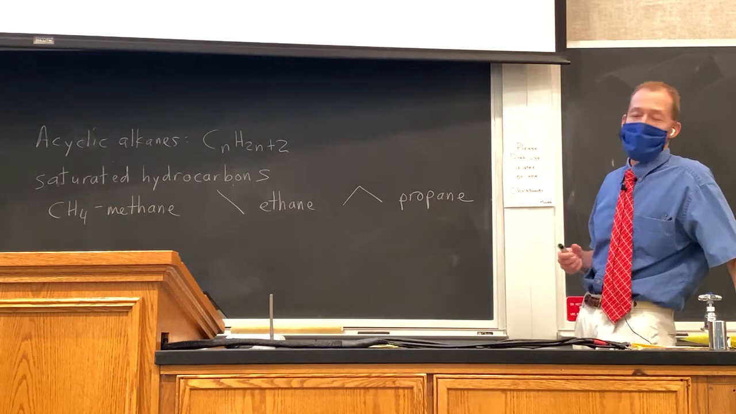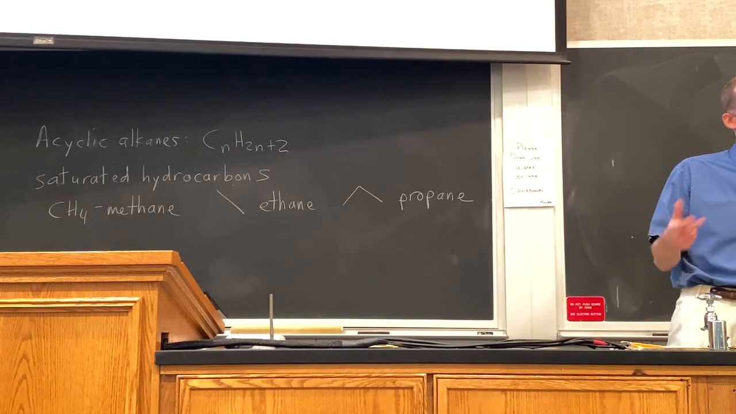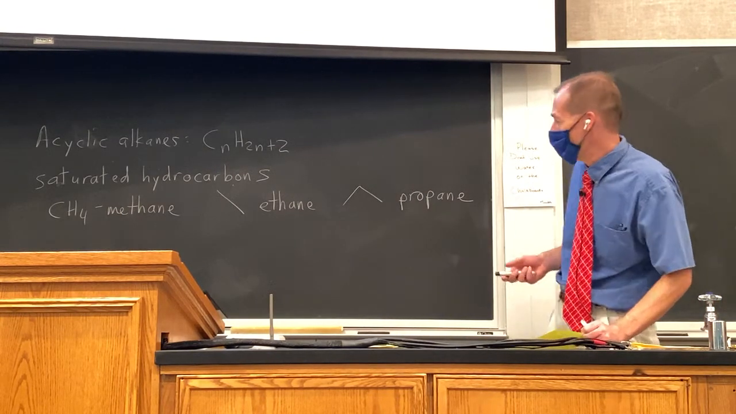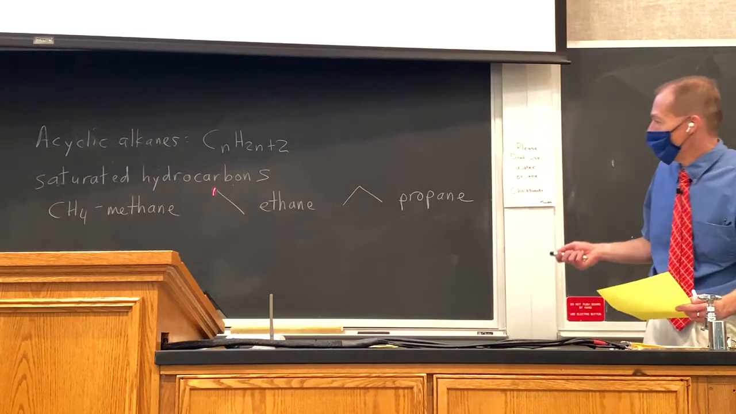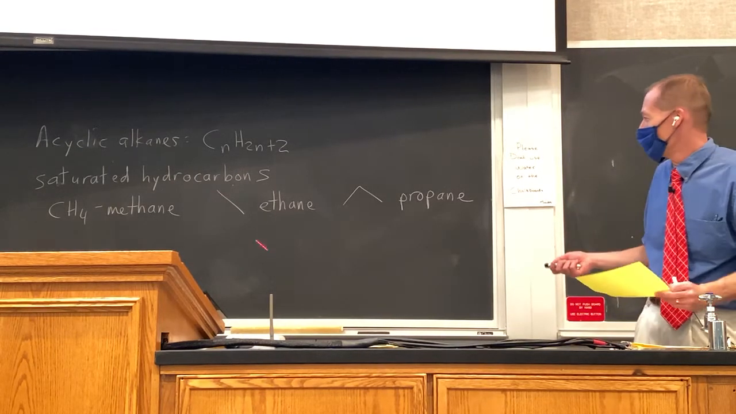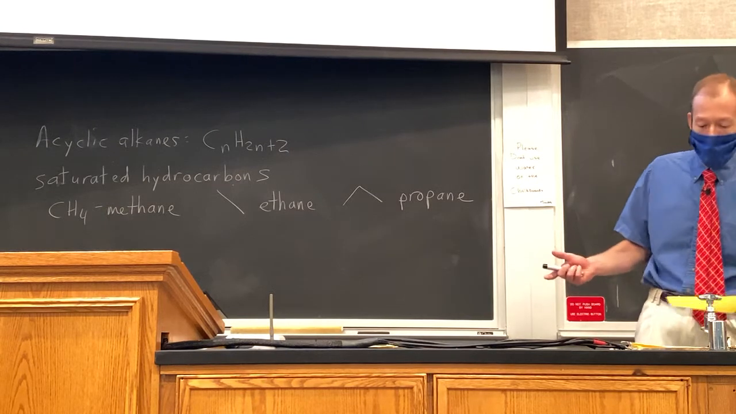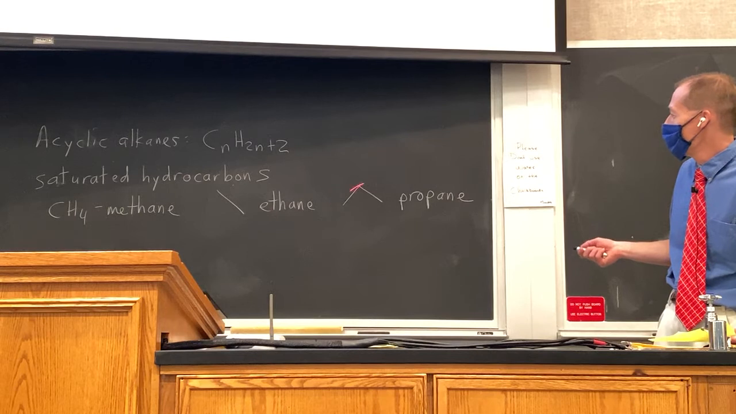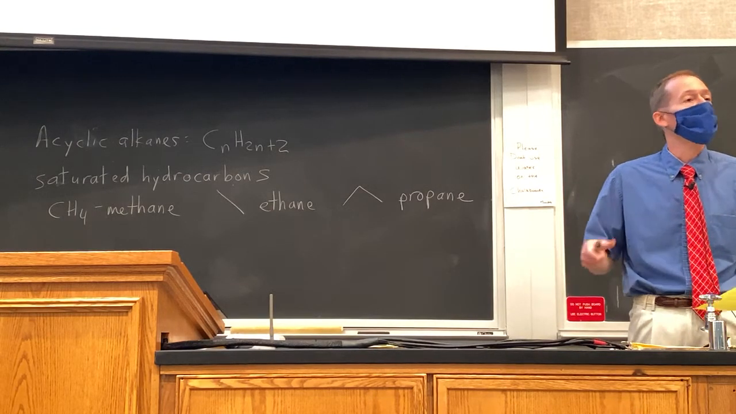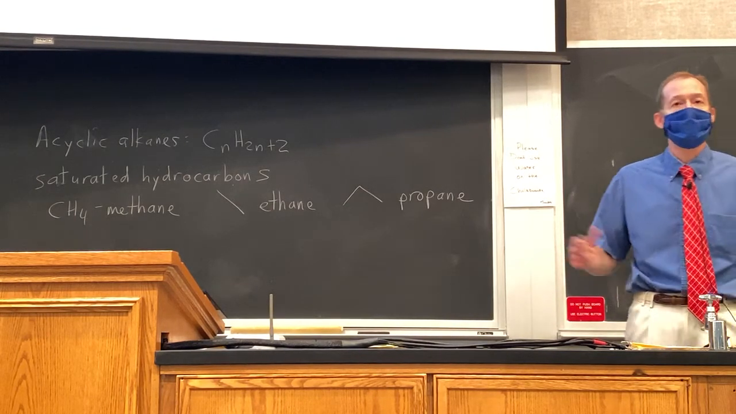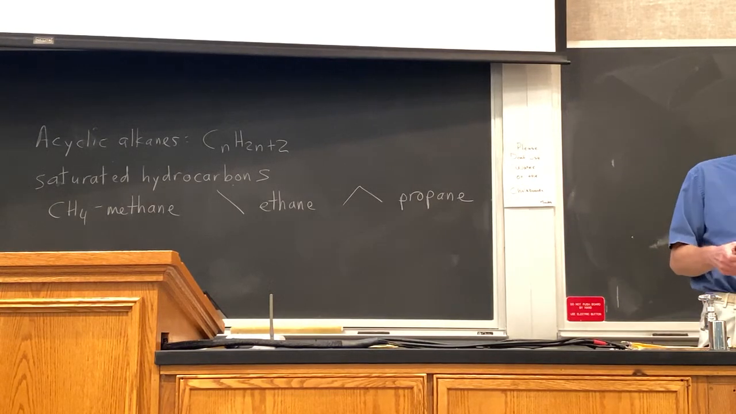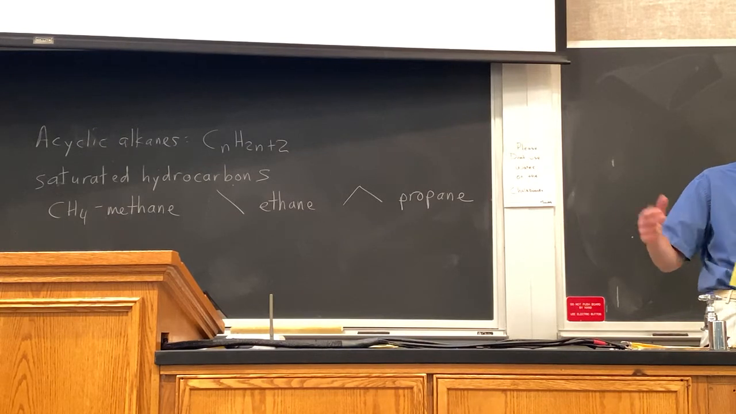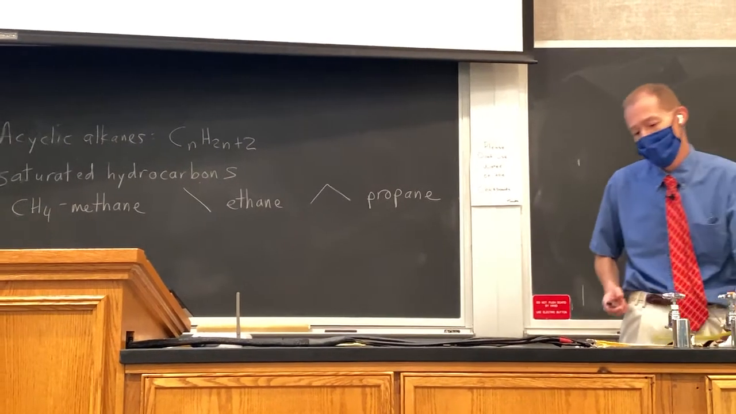So the simplest acyclic alkane is just CH4, that is methane, the main component of natural gas. C2H6, which I've drawn for you here, is ethane. That is a minor component of natural gas. And then we have C3H8, which is propane. Propane can be liquefied under pressure. And so if you have a gas grill, you'll have a propane tank containing propane. That's what's used to fuel gas grills.